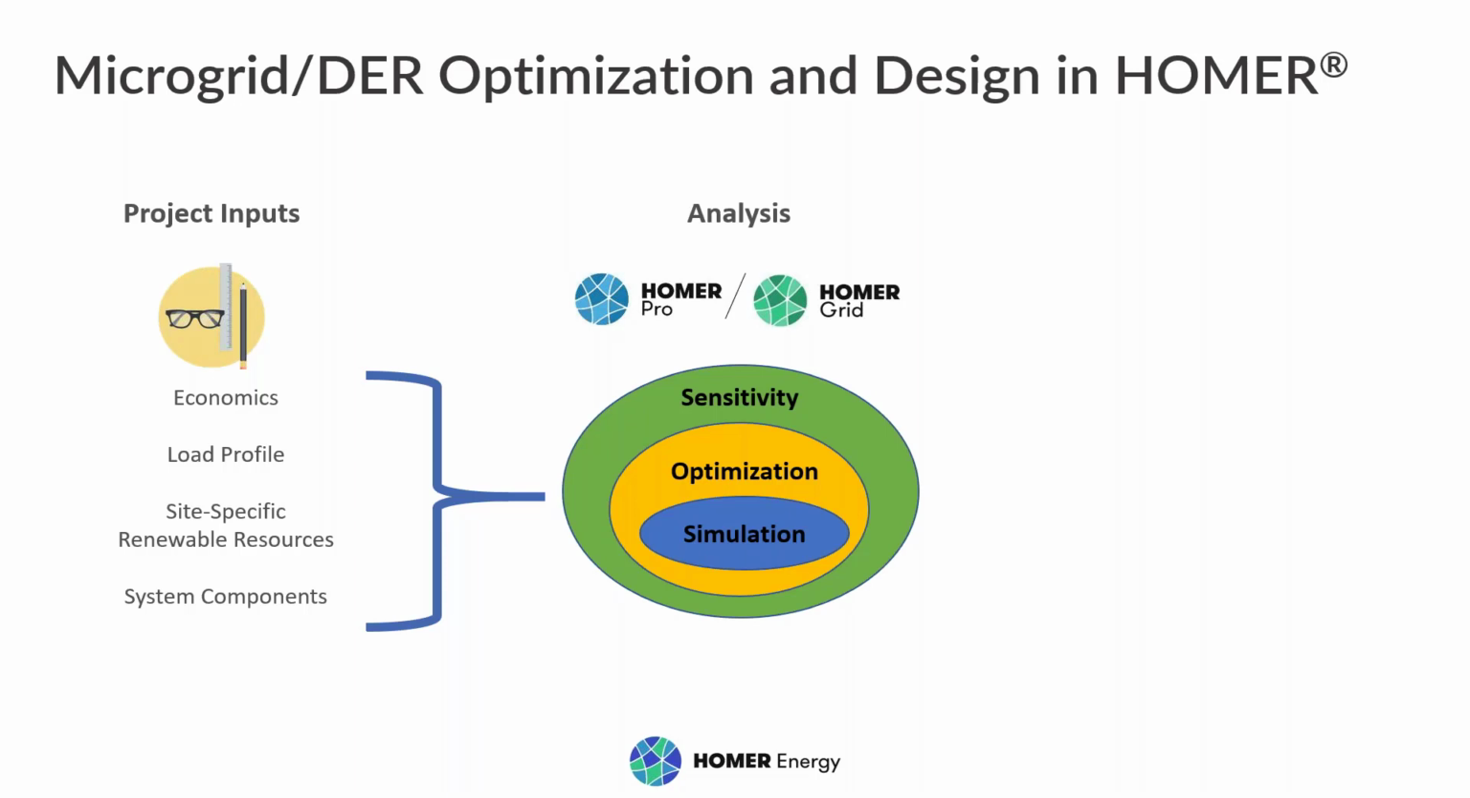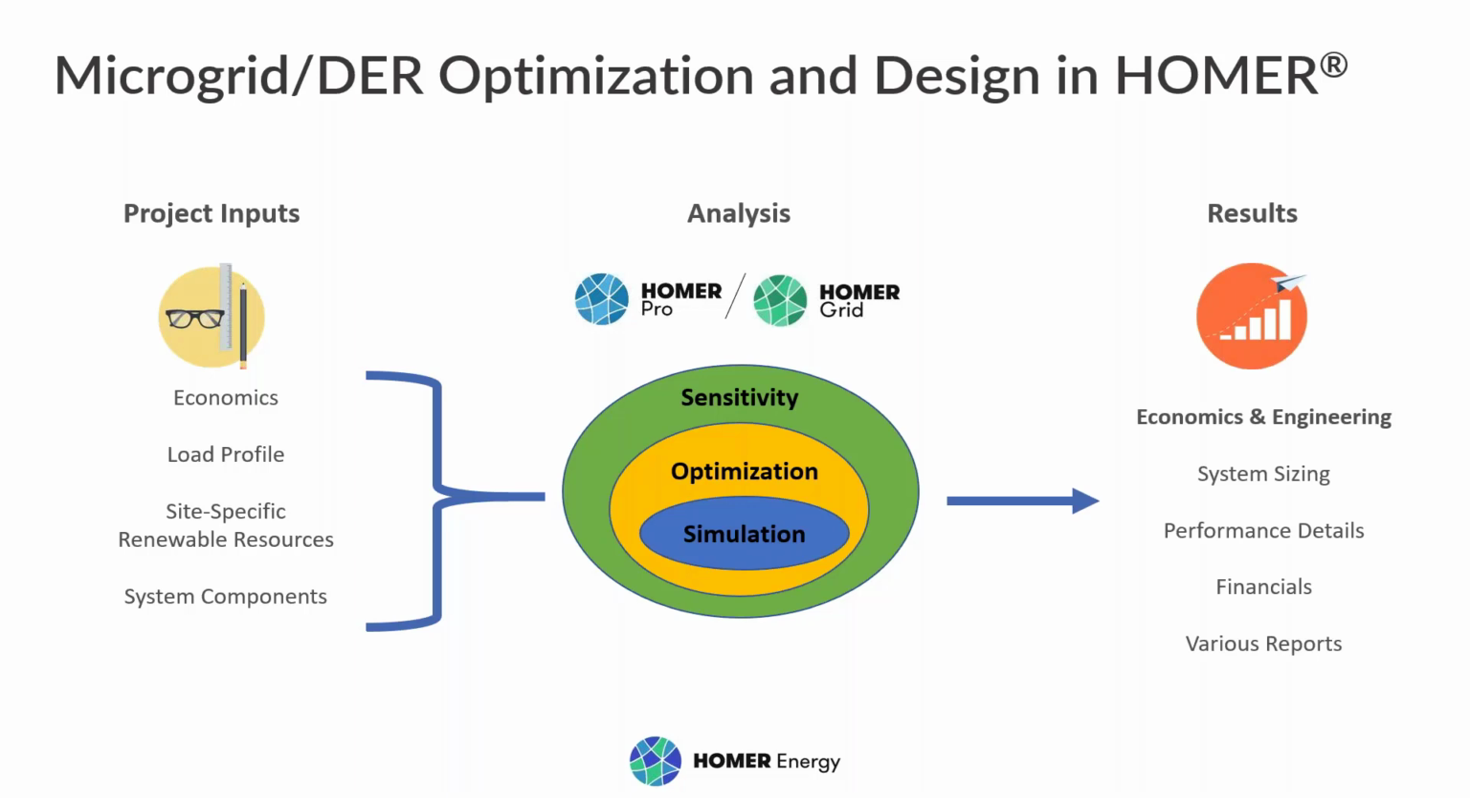HOMER then steps through the three nested processes I talked about in the last slide: simulation, optimization, and optionally sensitivity. And then it provides detailed results not only on the economics of the system, but also on exactly what's going on, literally in every hour, if that's what you need to know.